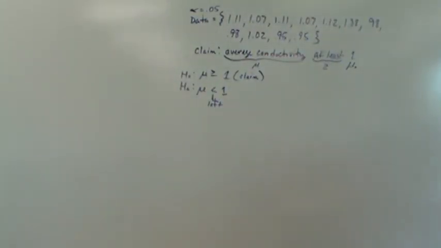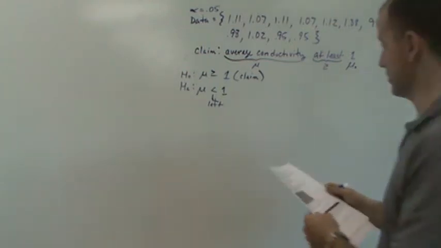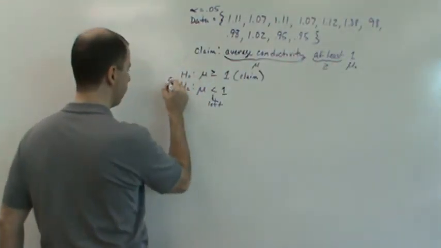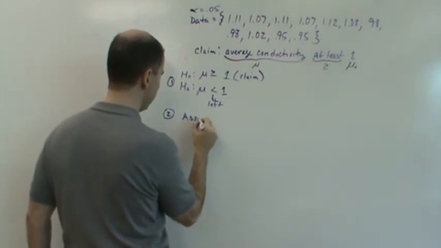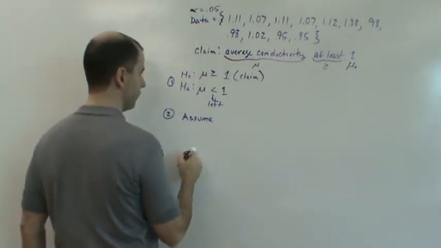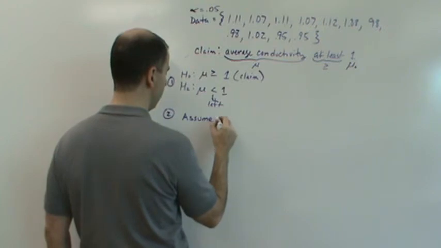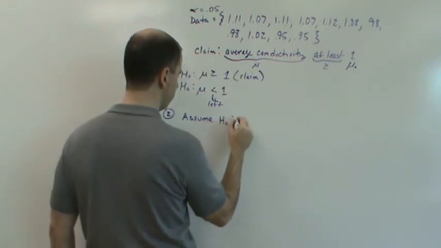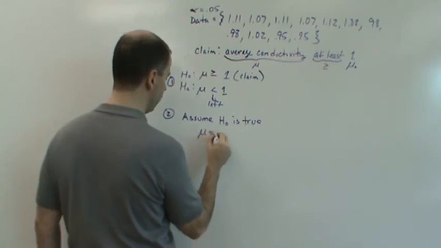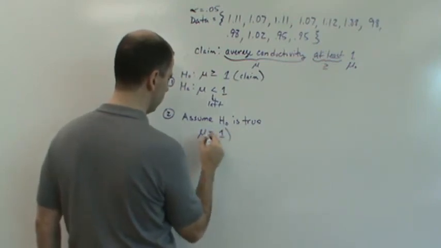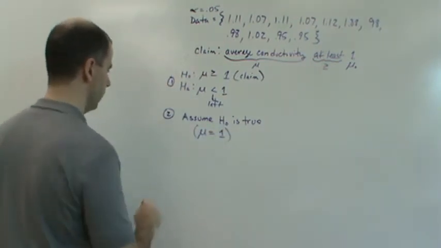So now, let's use the t-test. So this is step one. Step two is we're going to assume the null is true. So in this case, we're going to assume the claim is true. So we assume the null is true, or we're going to assume that mu is equal to 1.